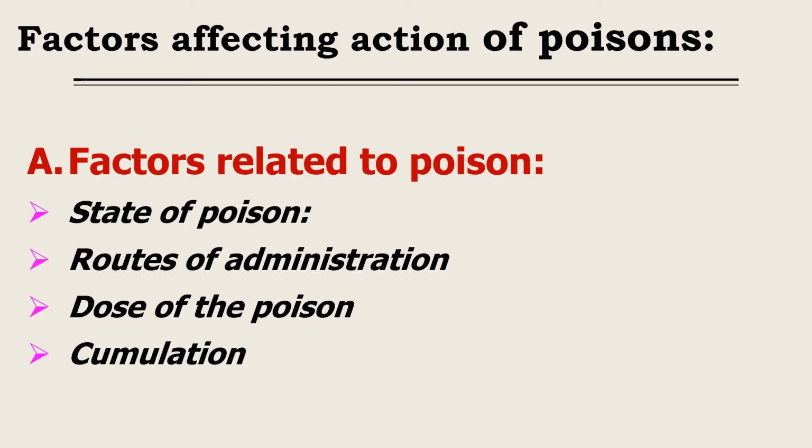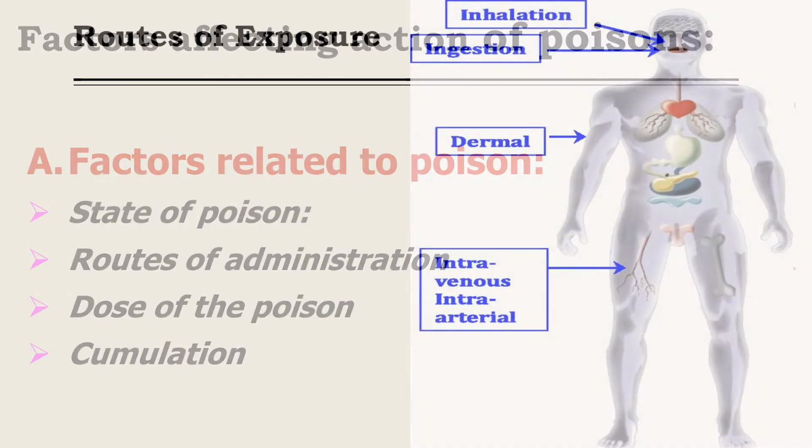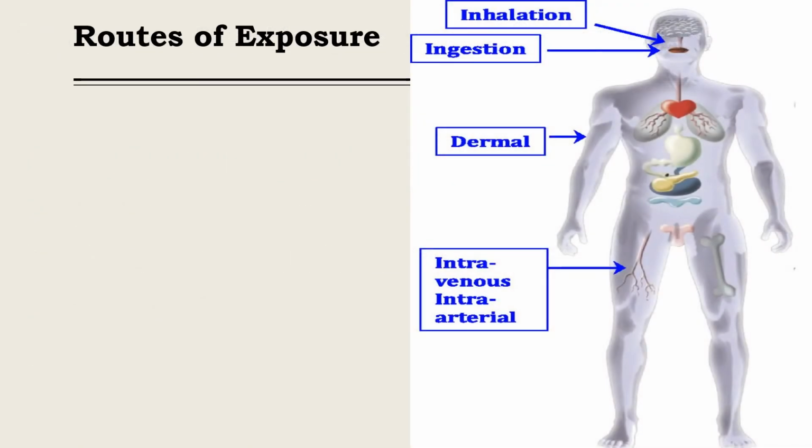First of all, the age. And by the way, these are the routes of exposure. We have inhalation, ingestion, dermal, intravenous. The very slow route of exposure is through the skin, or dermal.